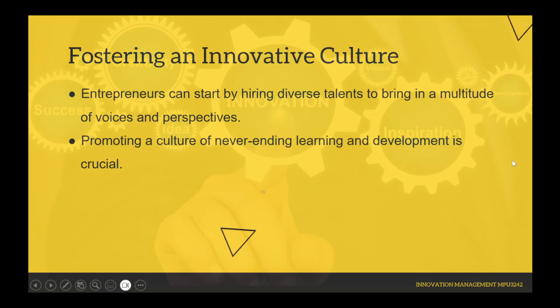So, we talk about fostering an innovative culture. We know the entrepreneur can start by hiring diverse talent to bring in a multitude of voices and perspectives. And then they are the ones promoting a culture of never-ending learning and development, which is crucial. Normally when we have ideas to improve, we can lead a team to achieve the ideas that we have. So this is where we talk about fostering the innovative culture.